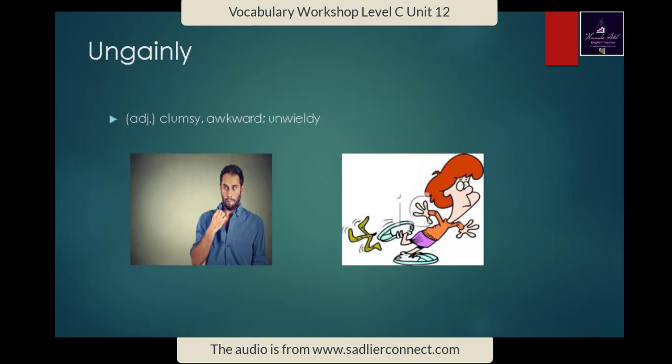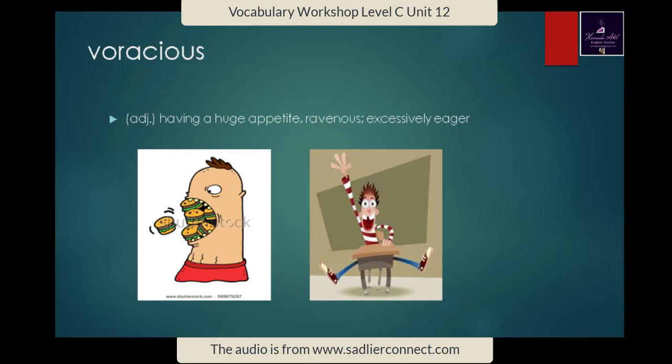The last word in Unit 12 is voracious. Voracious. Voracious is an adjective meaning ravenous or excessively eager. Sharks are traditionally the most voracious of sea creatures. Or, Roman tax collectors were reputed to be voracious.